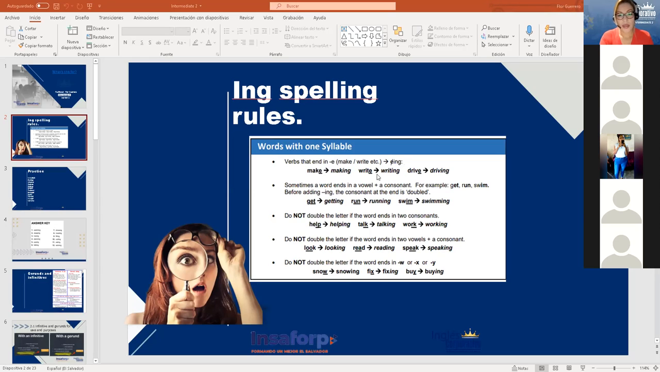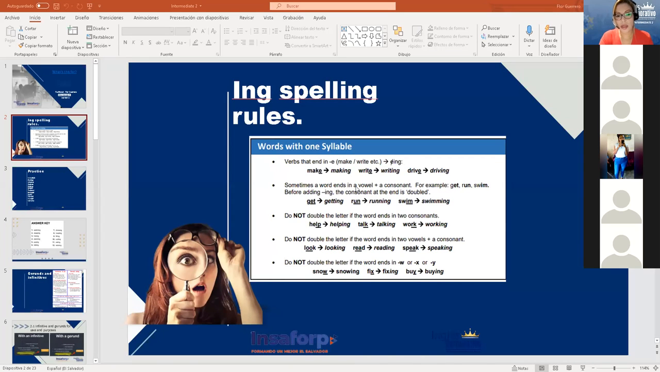ing. As you can see in the examples here with make, right? It ends in the vowel e. So we drop that and add ing, right? Drop the e, add ing: writing. Drive, drop the e and write driving with ing again.